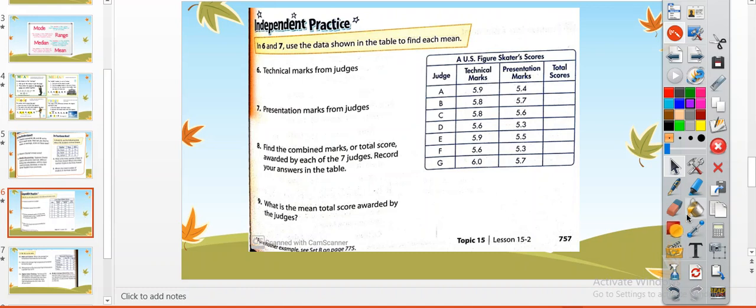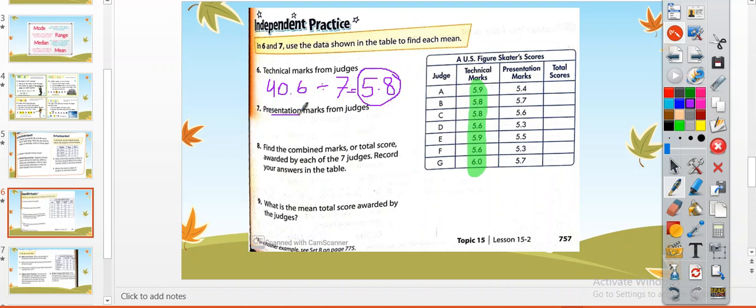Okay, what you're gonna do here is to take the technical marks together here and add the numbers together. After you add these numbers, you're gonna have the answer, which is 40.6. This is the total. You're gonna divide this total by the number of data you have, the values 1, 2, 3, 4, 5, 6, 7. You'll divide it by 7. You will get 5.8 is the average of the technical marks given.